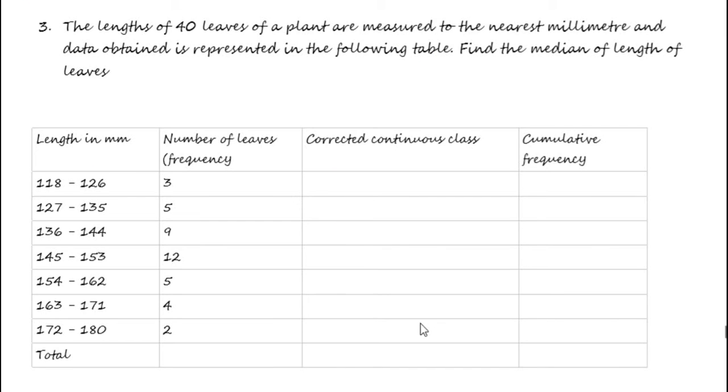The last problem. Length of 40 leaves of a plant are measured to the nearest millimeter and data obtained is represented in the following table. Find the median of length of the leaves. Now in this problem, the classes are not continuous. It says 118 to 126 and then it starts with 127.